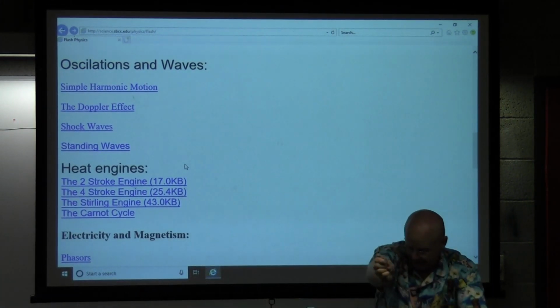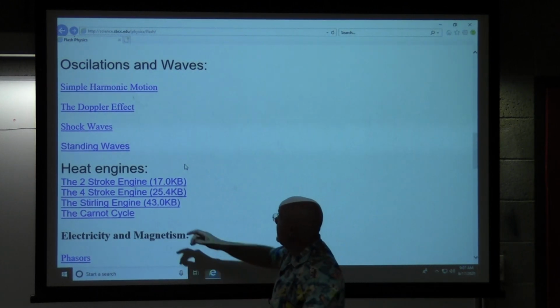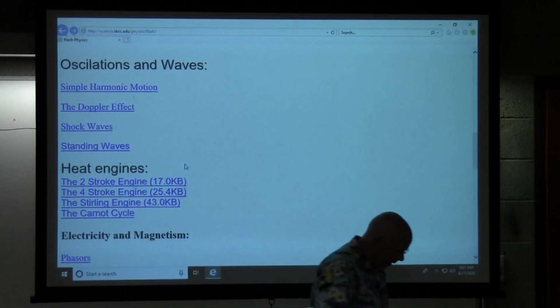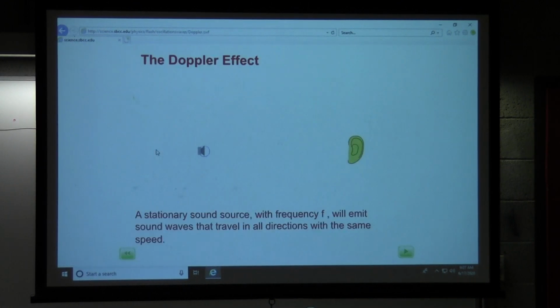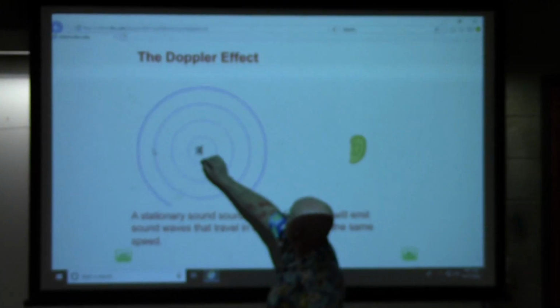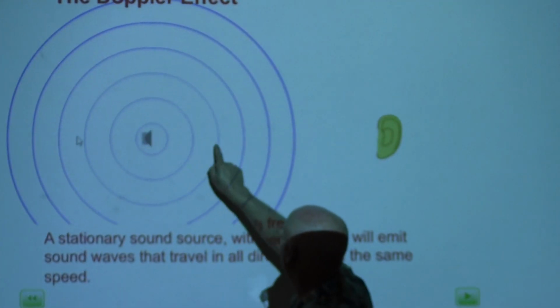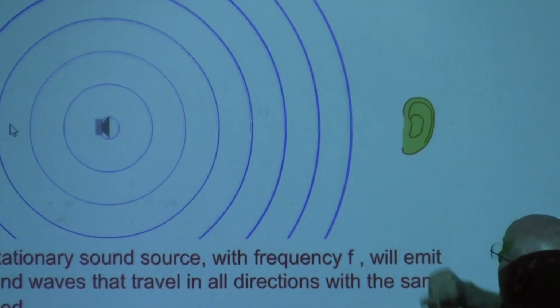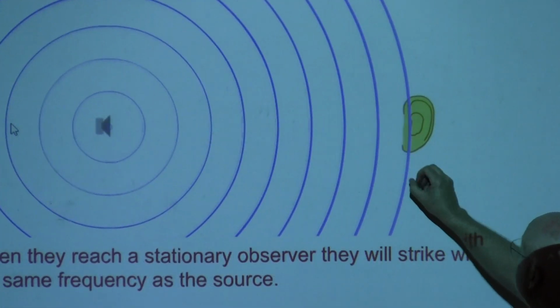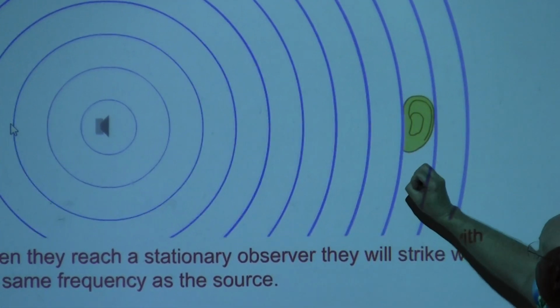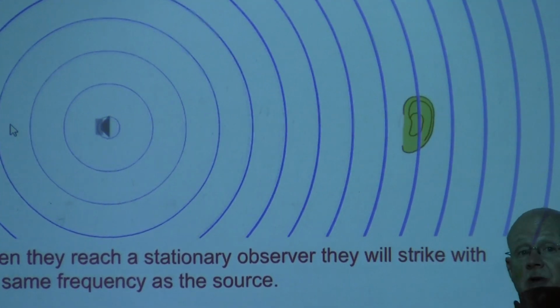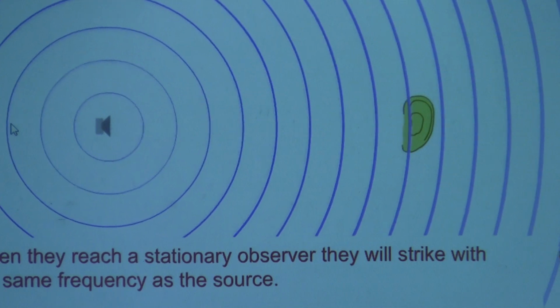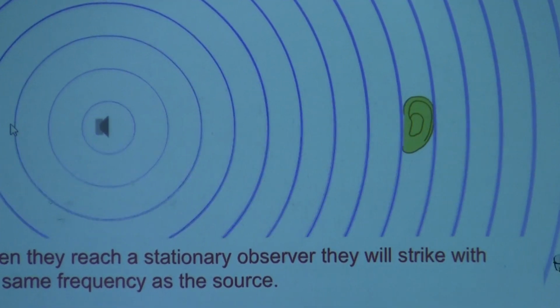Okay. But right here, this Doppler effect, watch what happens when I first click on it here. Click. This is supposed to be the little speaker. This is the sound coming from it. These are the crests of the wave. Here's the ear. And when a wave gets to it, boom, a little red flash goes off. And so this is the rate at which this person hears it. And in my example, it would be 1,024 times a second.